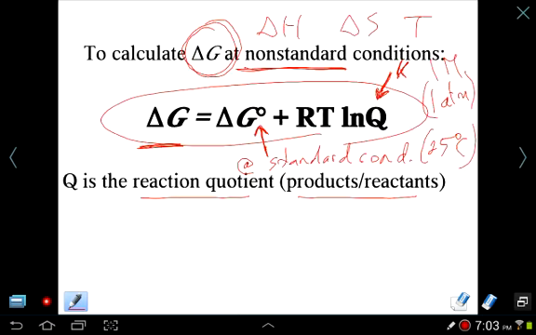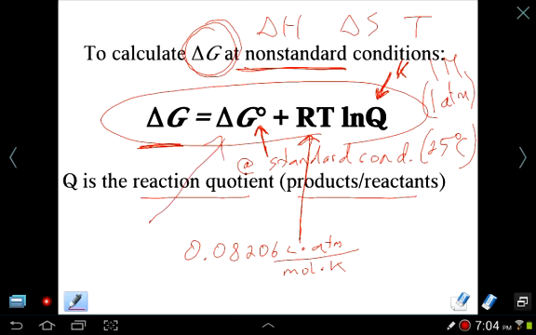Now, real quick, R is a special constant. It's the gas constant. However, the gas constant that we used for gases, 0.08206 liter atmospheres per mole Kelvin, will not be able to be used here because we have to align R with the units of delta G, which is kilojoules. So we have to have the R value that uses kilojoules or joules. And in fact, that value is 8.314, if I'm not mistaken.